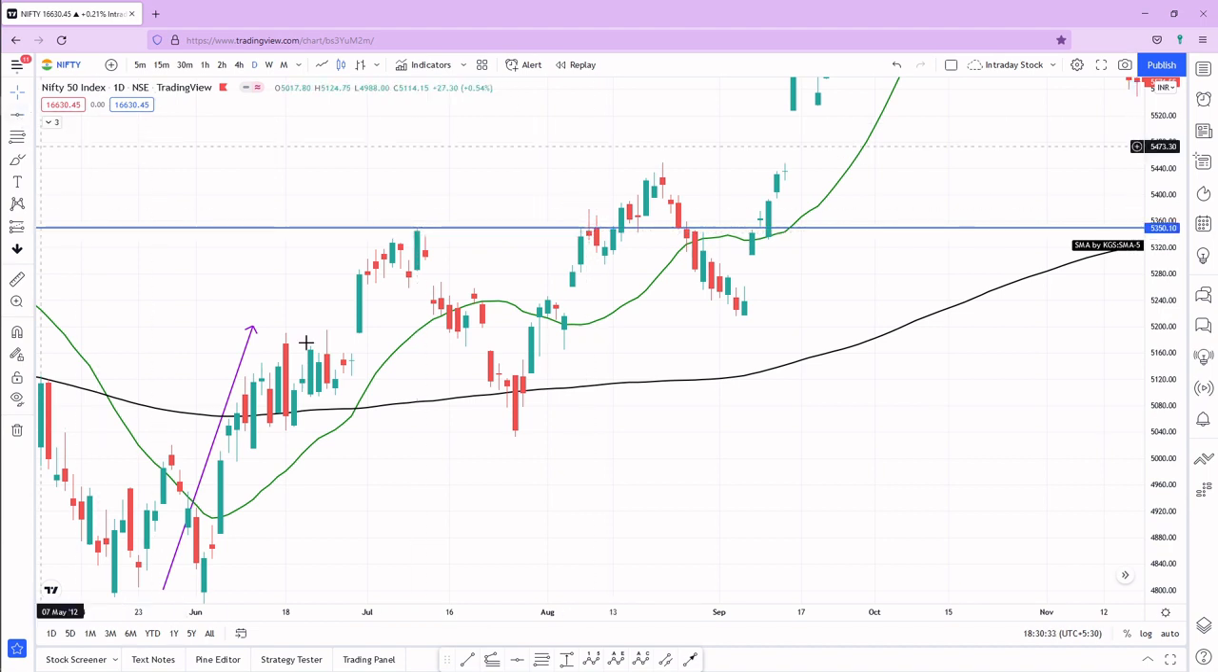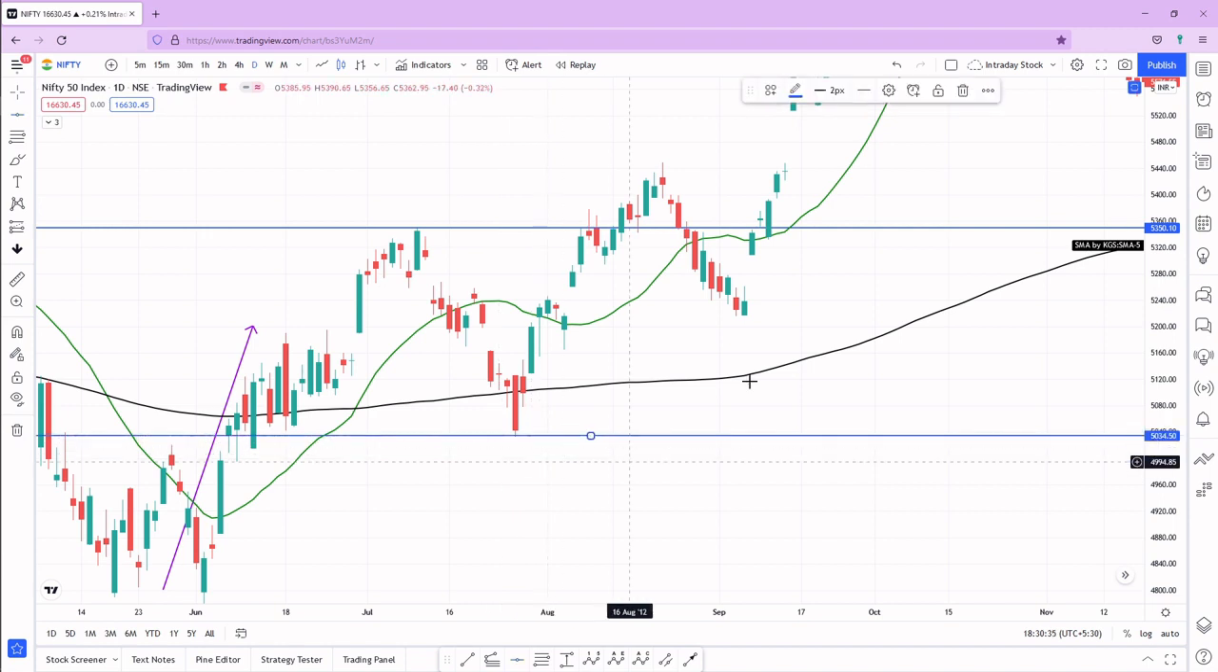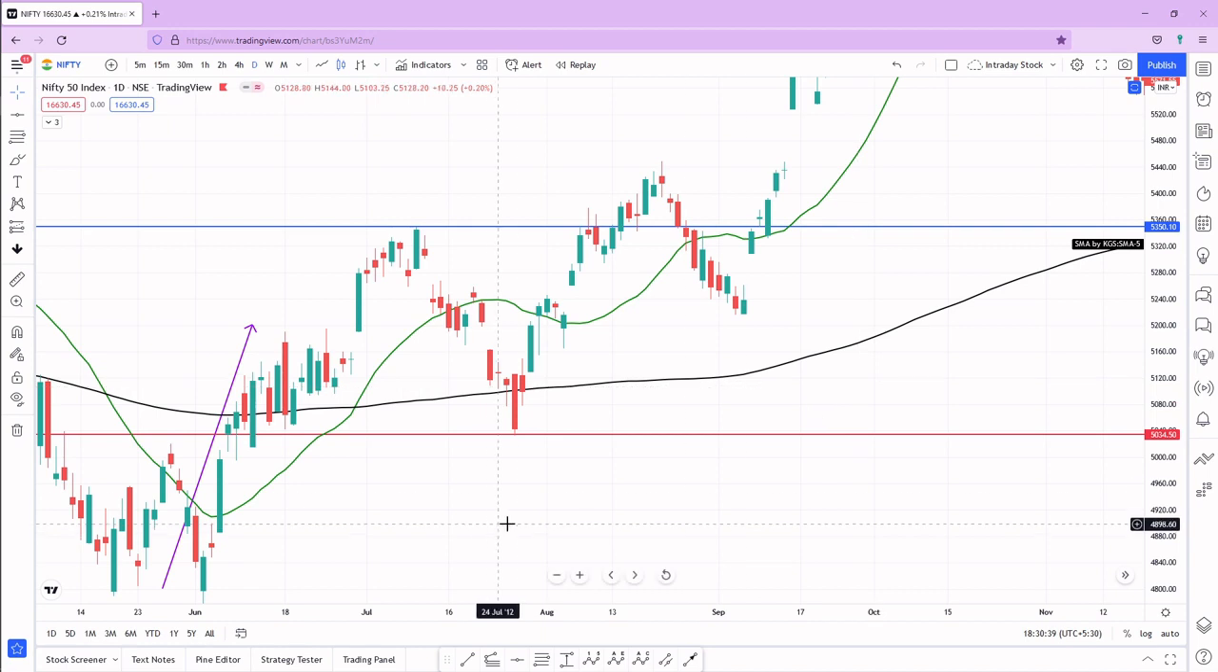Now there will be a question: what is the SL? I would keep this swing low as SL. After waiting for 3 to 4 years, we got an entry, and for that entry we are going to keep a stop loss of this. Yes, the stop loss is big. 5,350 will be your entry, and 5,000 will be your stop loss. 350 point stop loss, no other go.